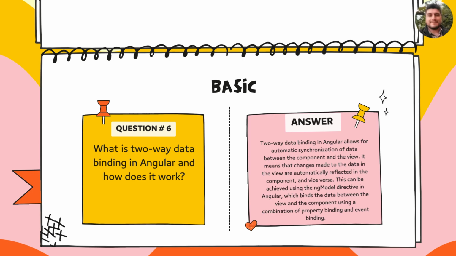Okay, the possible answer to this question is: two-way data binding in Angular allows for automatic synchronization of data between the component and view. It means that changes made to the data in the view are automatically reflected in the component and vice versa. This can be achieved using the ngModel directive. This directive is used in the HTML elements declared in the component's HTML in Angular, which binds the data between the view and the component using a combination of property binding and event binding.